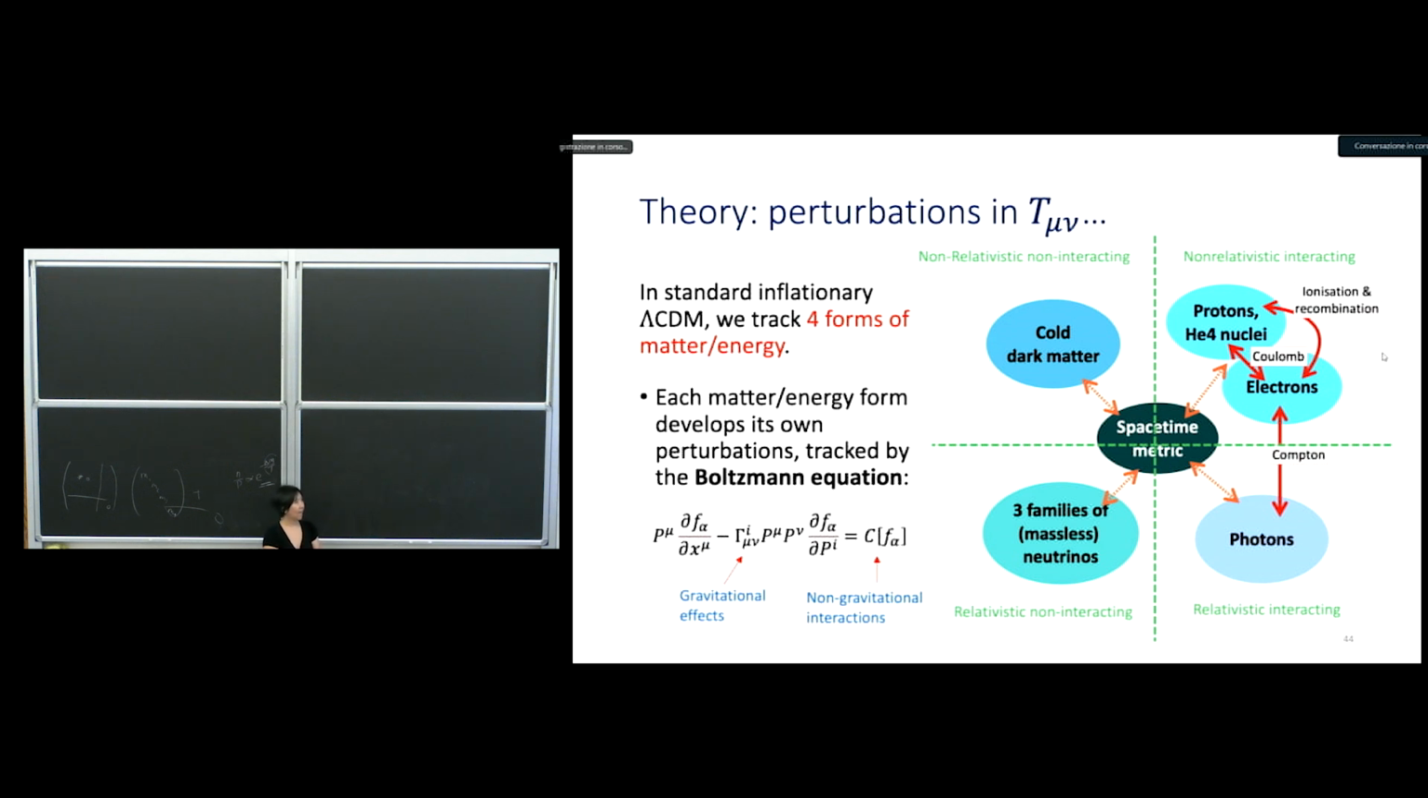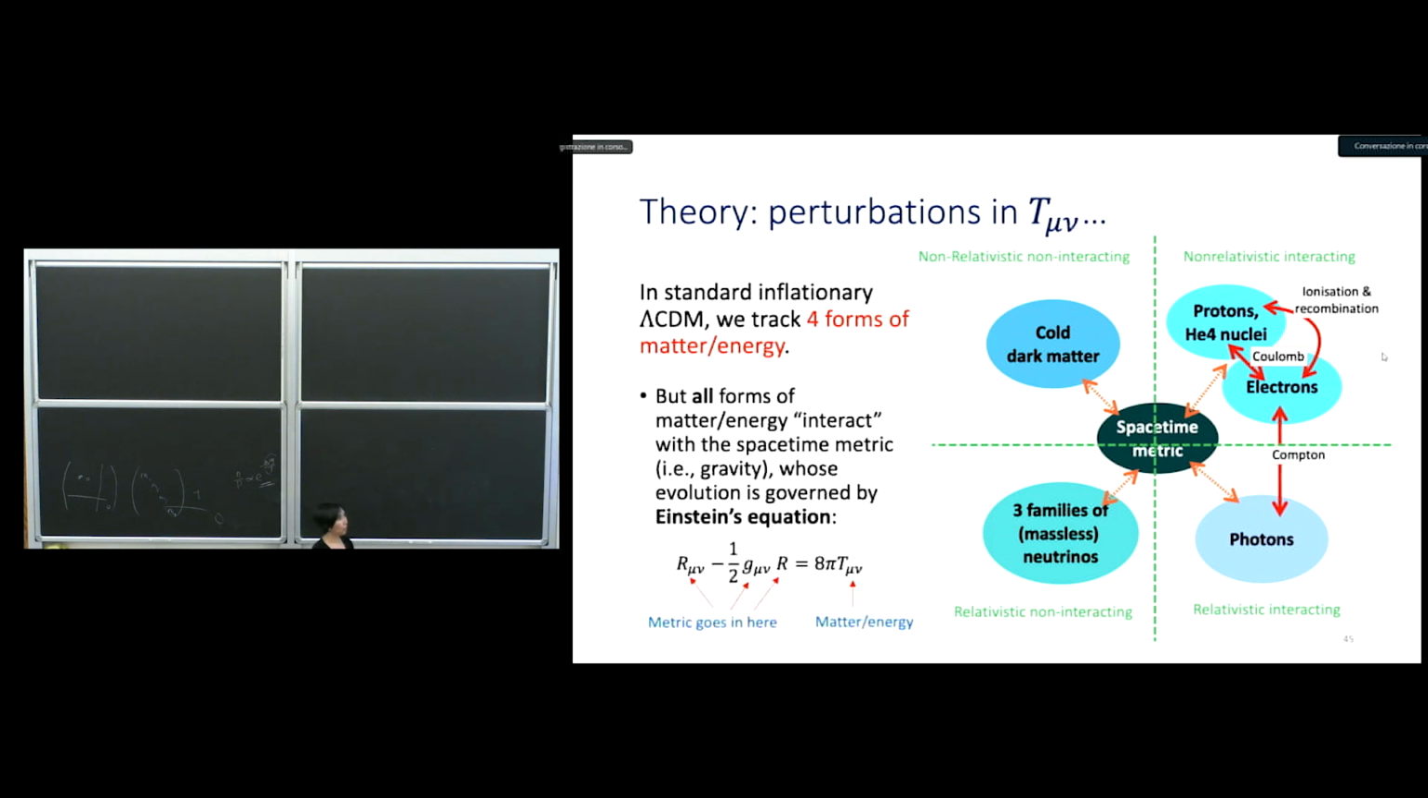And for each kind of stuff I can write down a Boltzmann equation, which looks something like this. You'll be tracking the phase space distribution of these things. The gravitational effects would enter through the Christoffel symbol here. And on the right-hand side of the Boltzmann equation, you have all the non-gravitational interactions, like all the scattering. Compton scattering would go in here, etc.